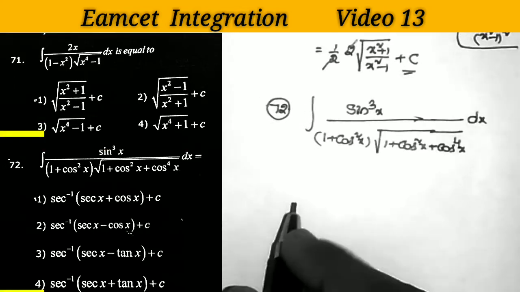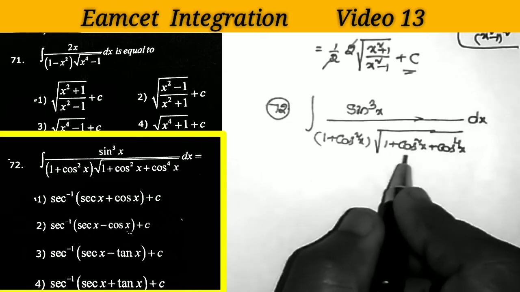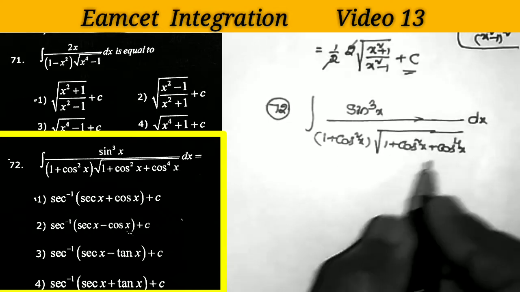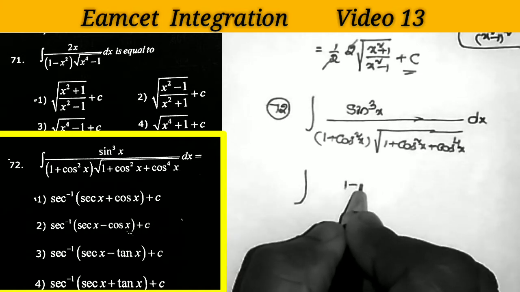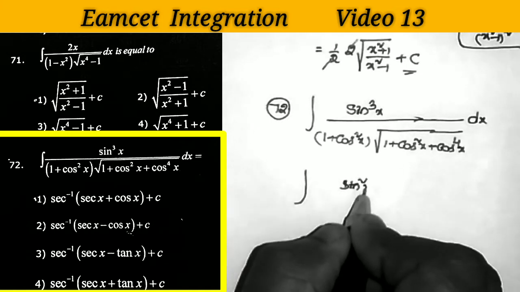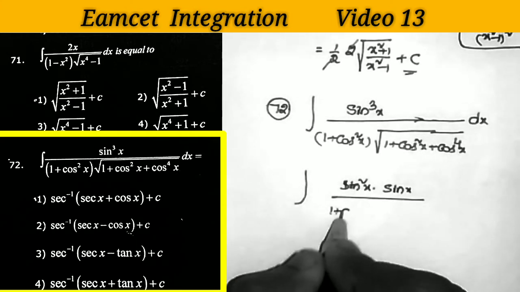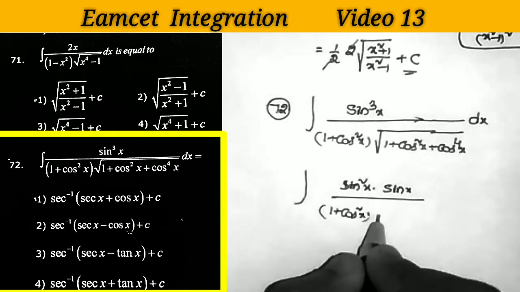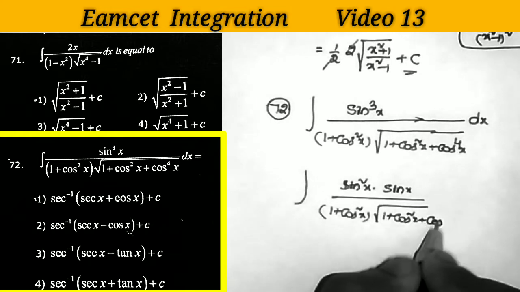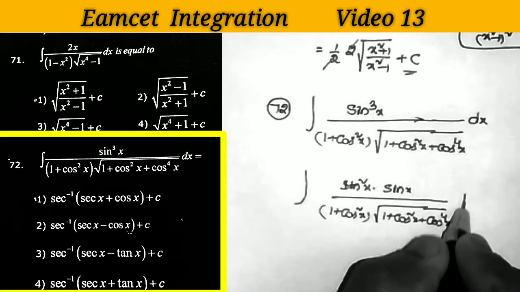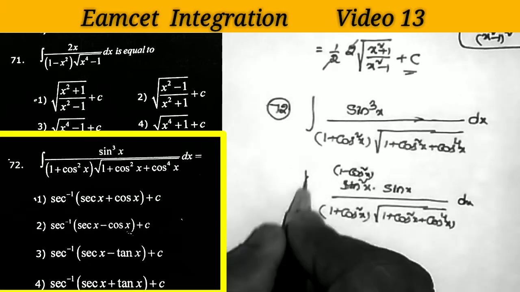Okay. Next question, sum number 72. Integral of sine cube x by (1 plus cos square x) into the square root of (1 plus cos square x plus cos power 4 x) dx. Now first I take that sine cube x is equal to sine square x into sine x, by the denominator (1 plus cos square x) into the square root of (1 plus cos square x plus cos power 4 x). And at the numerator I take that sine square x is equal to 1 minus cos square x.